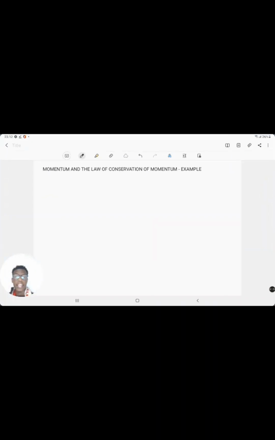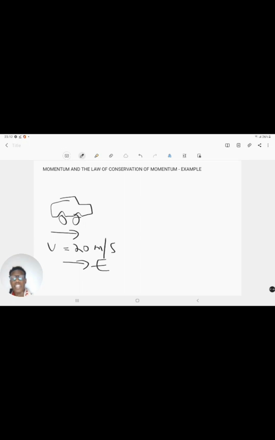Okay, so I like to break down the question before we actually get to answering it. What we have here is the following situation. We've got a car moving at a velocity of 20 meters per second to the east, and the east is that direction. Remember, momentum is a vector, so it's always important to specify the direction.